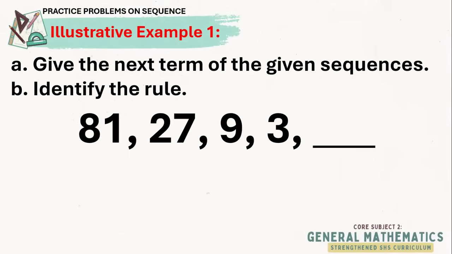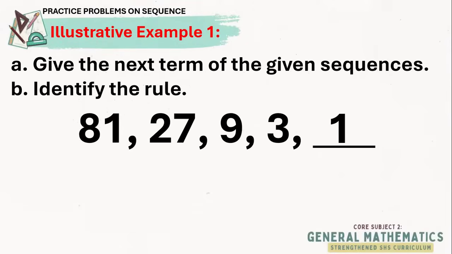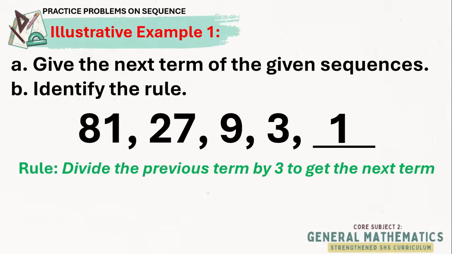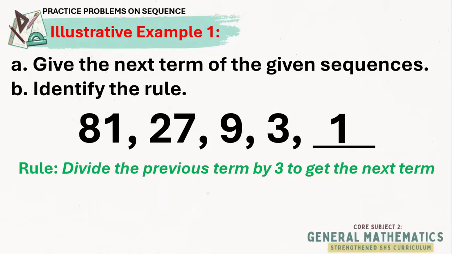Let's give the next term of the given sequence and identify the rule. What do you think is the next number? Very good. The next number is 1. So what do you think is the rule in getting the next number? So the rule is we divide the previous term by 3 to get the next term.